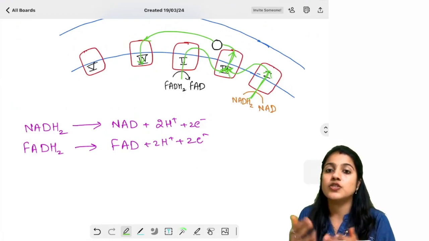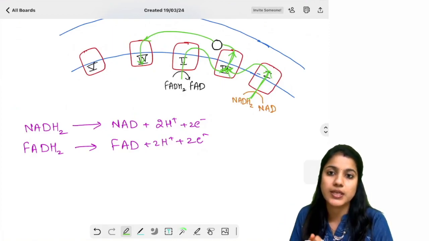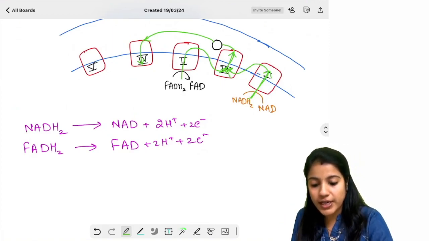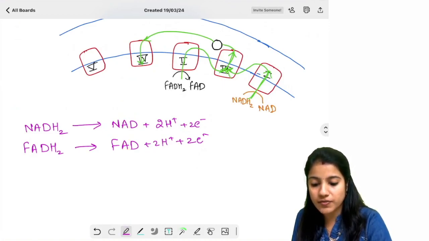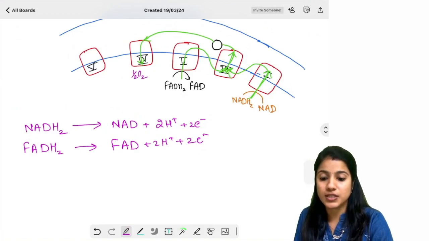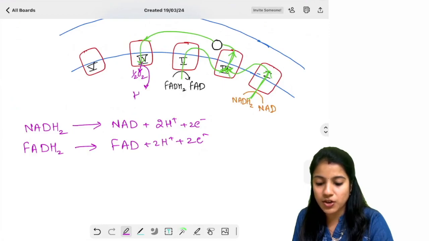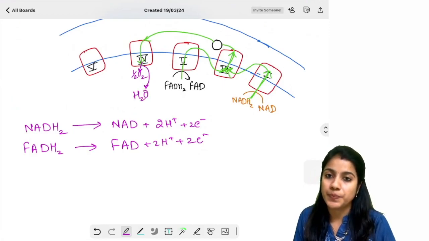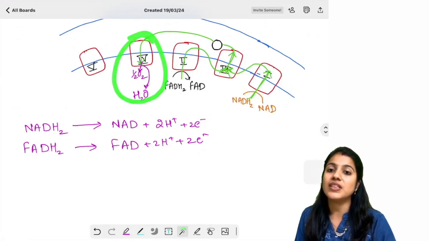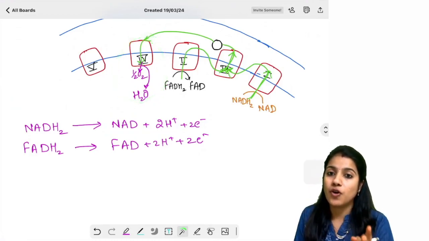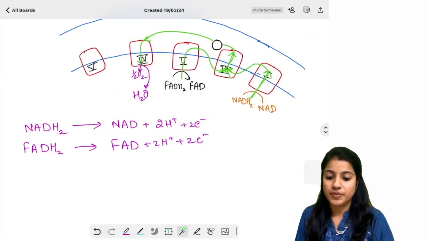Now, finally, there is no one to accept the electron. The electron transport chain will get completed over here, right? So, finally, here at complex 4, one atom of oxygen will be there, which will accept the electron, and there is formation of one water molecule over here. That means complex 4 is associated with one water molecule formation, we can say for an NADH2 molecule.